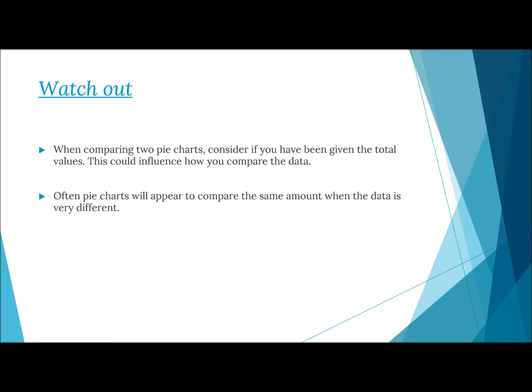One other thing with pie charts, they seem simple, but there's a couple of traps to fall into. This is another one. If you're comparing 2 pie charts, consider if you've been given the total values. This could influence how you compare the data. Often the pie charts will appear to compare the same amount when the data is actually very different. Just going to show you a very simple example on the next page, just so you can see what I mean.